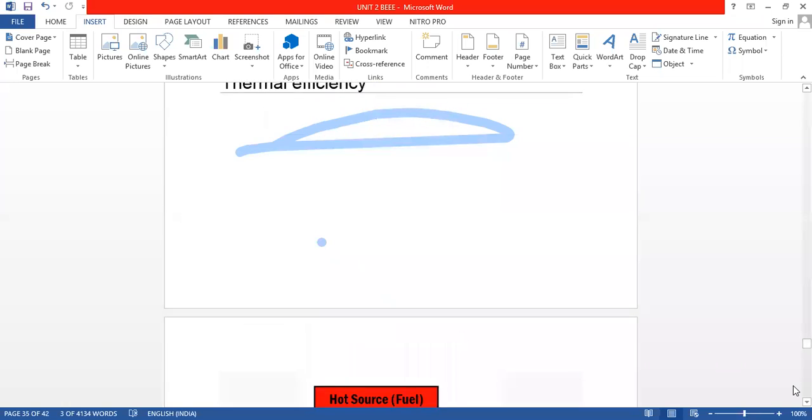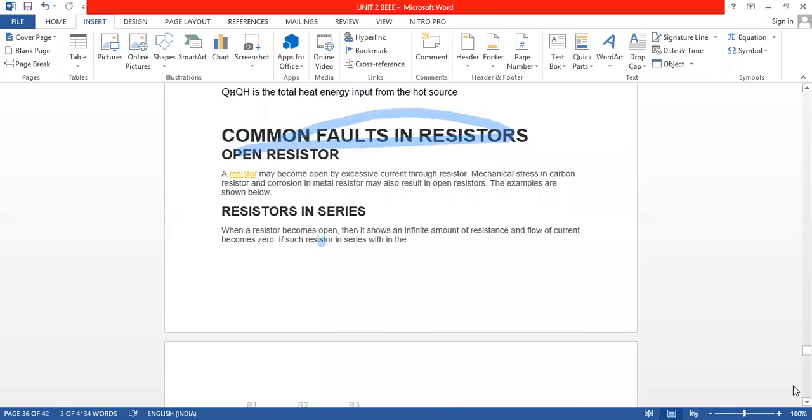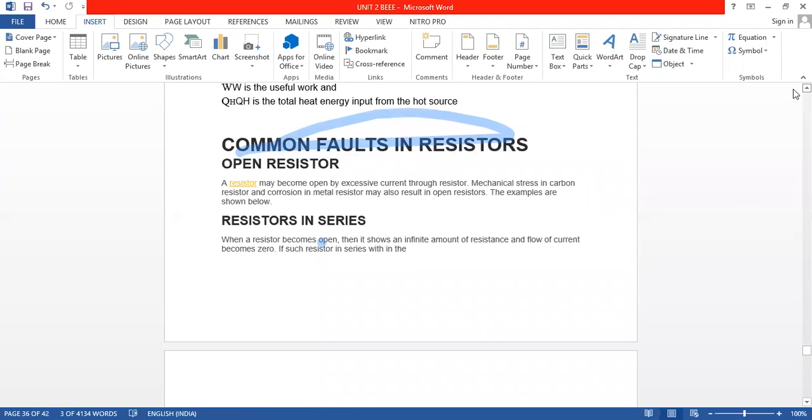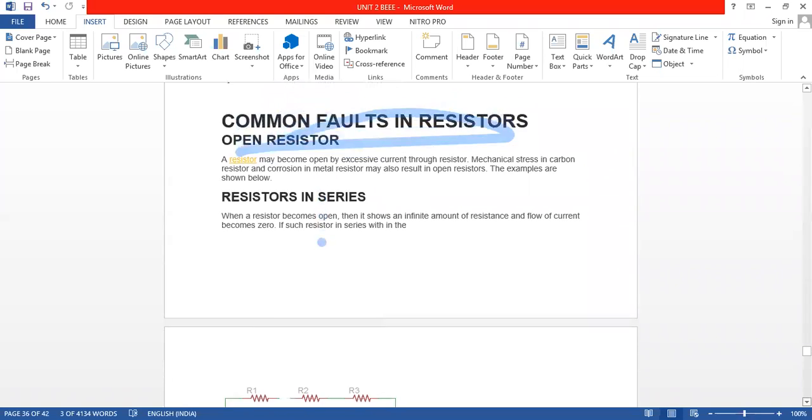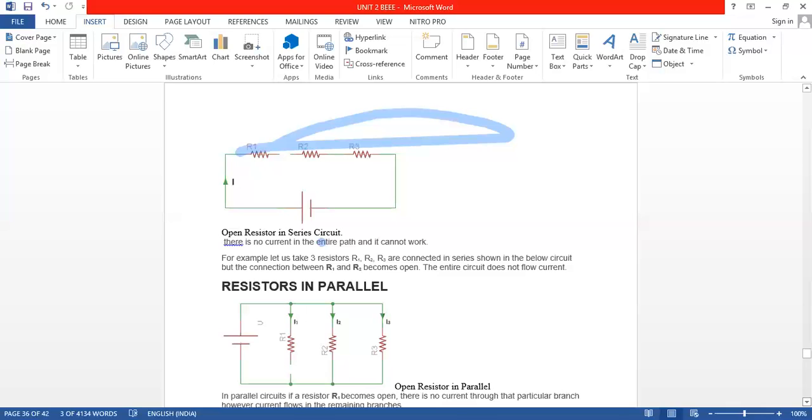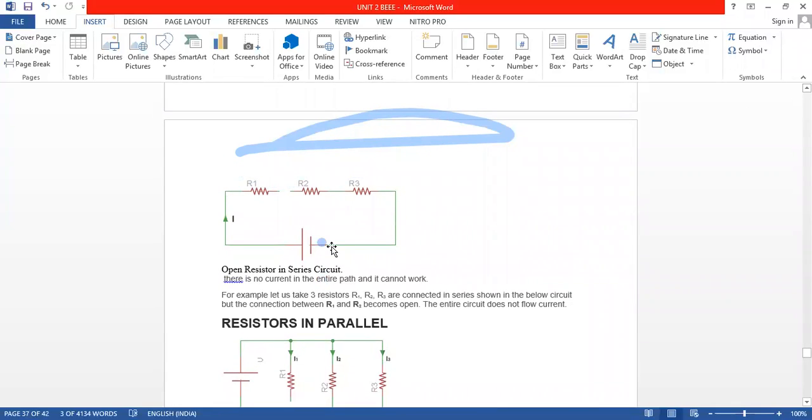Now, let me take this one, this topic. Common faults in resistor. Okay, this question is theory question. All of you listen. Common faults in resistors. Common fault means what here? See, I will show you this circuit. Examination also you have to draw. All of you carefully you see this circuit. Tell me what is the fault in this circuit. All of you, circuit is visible? No, no. All students.